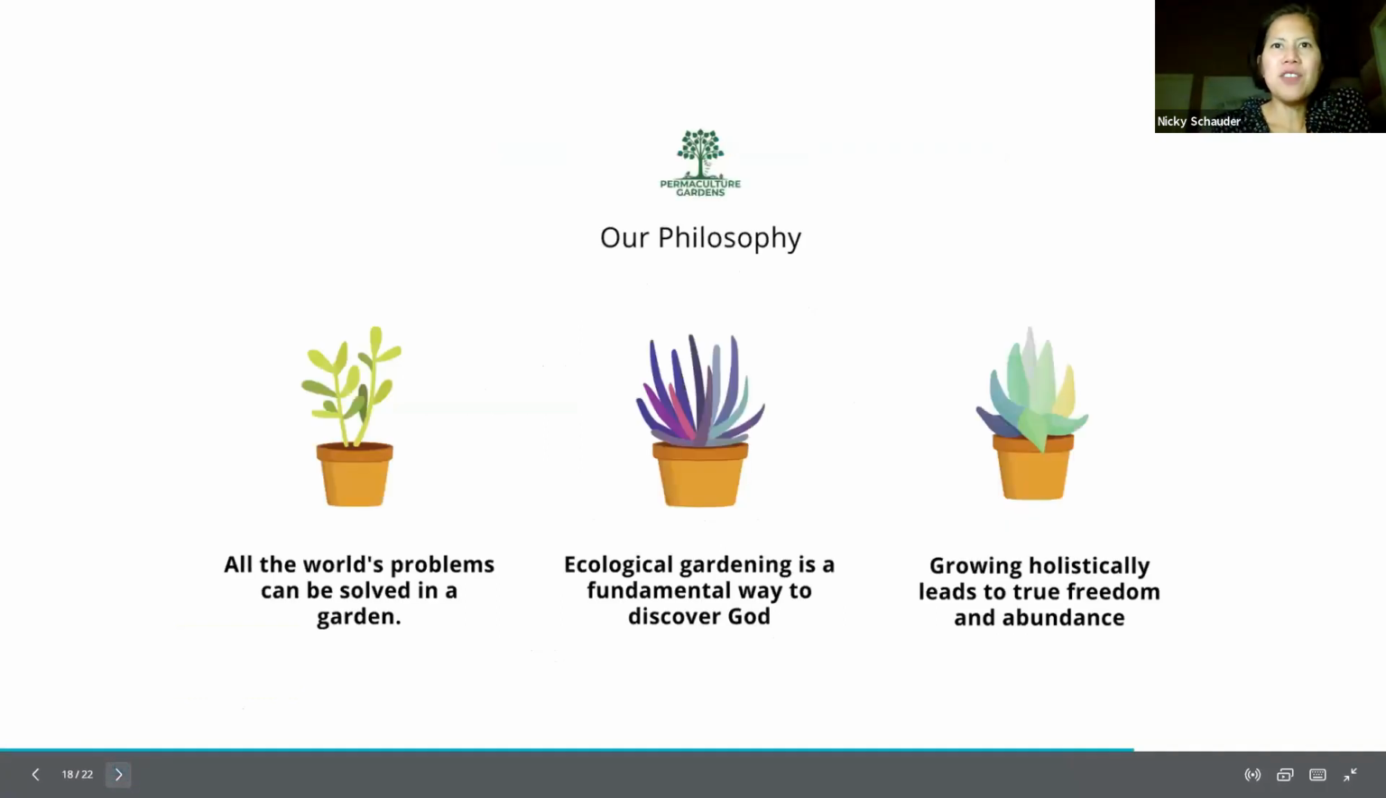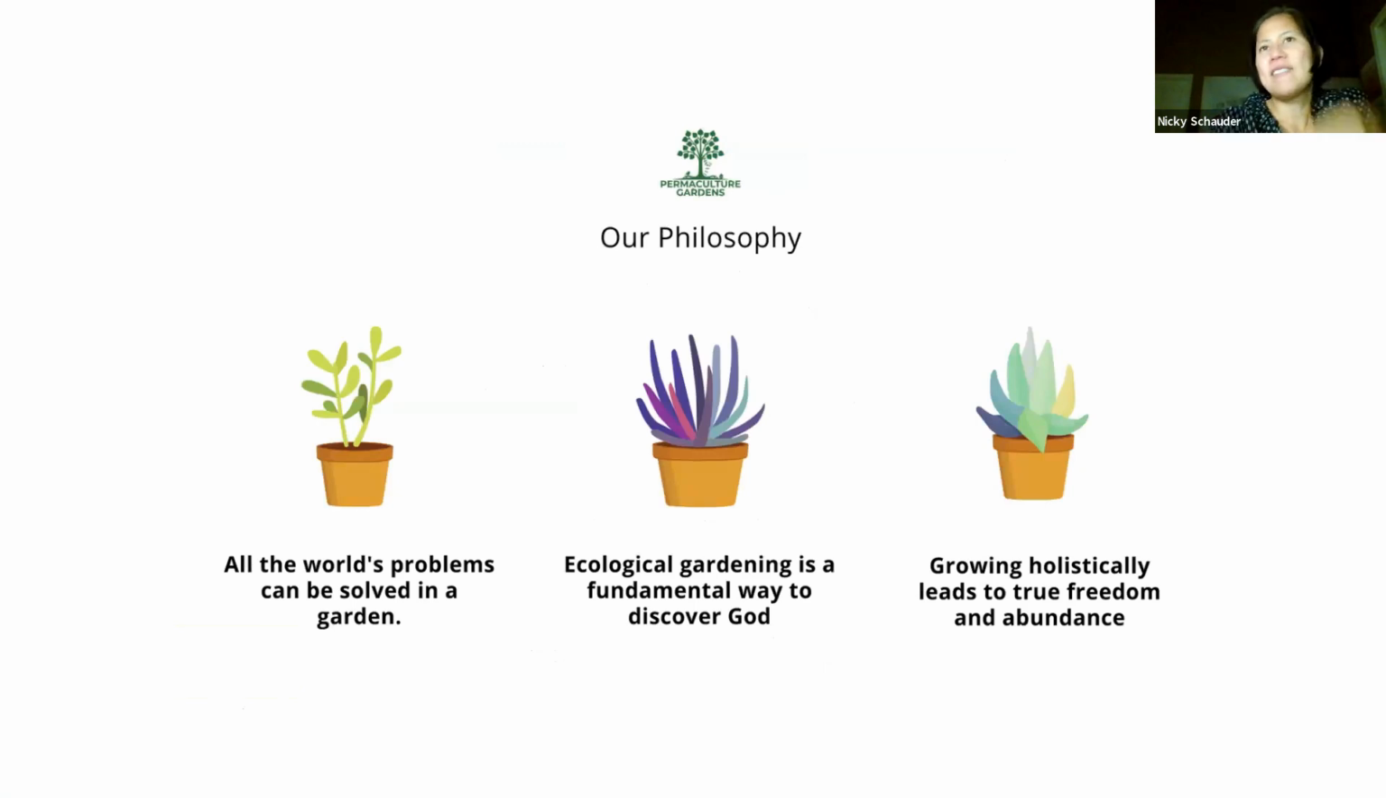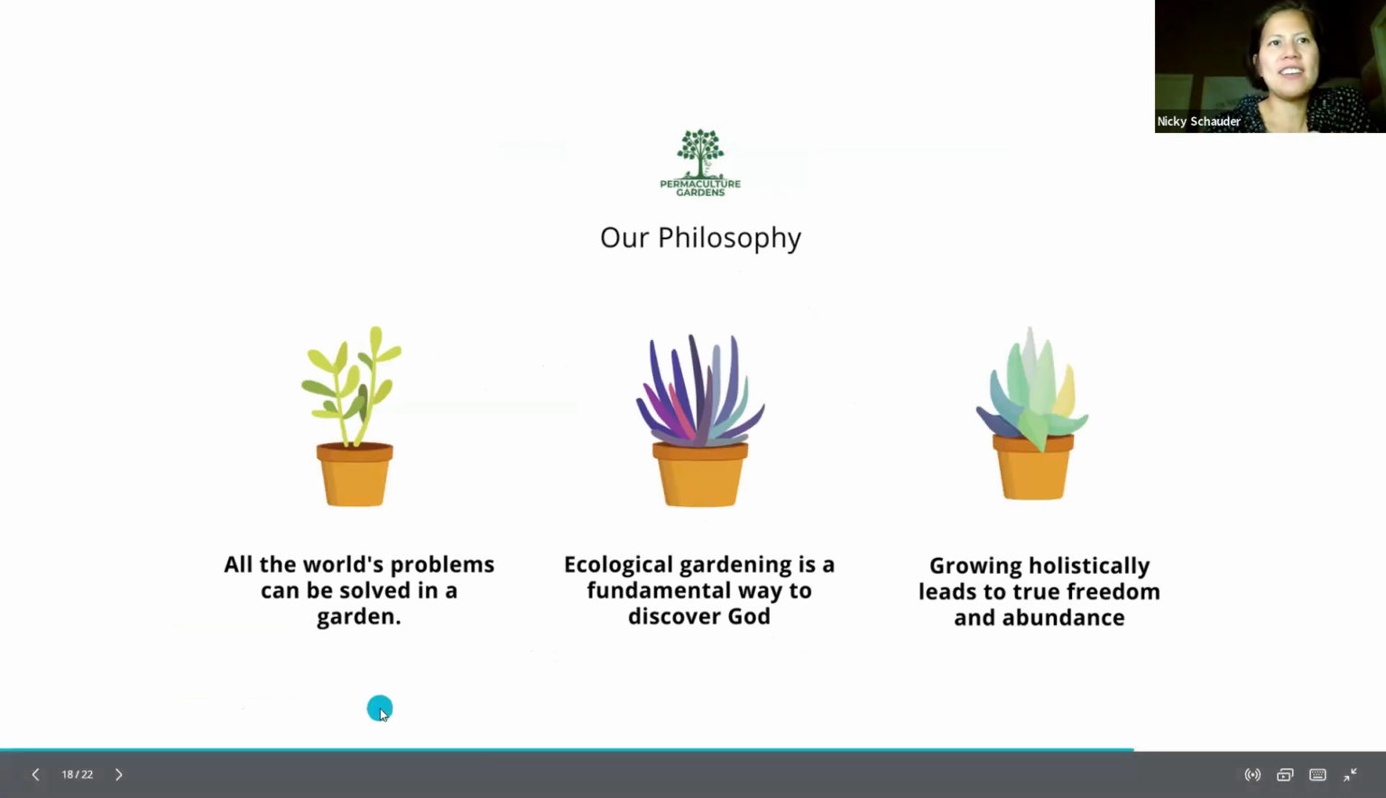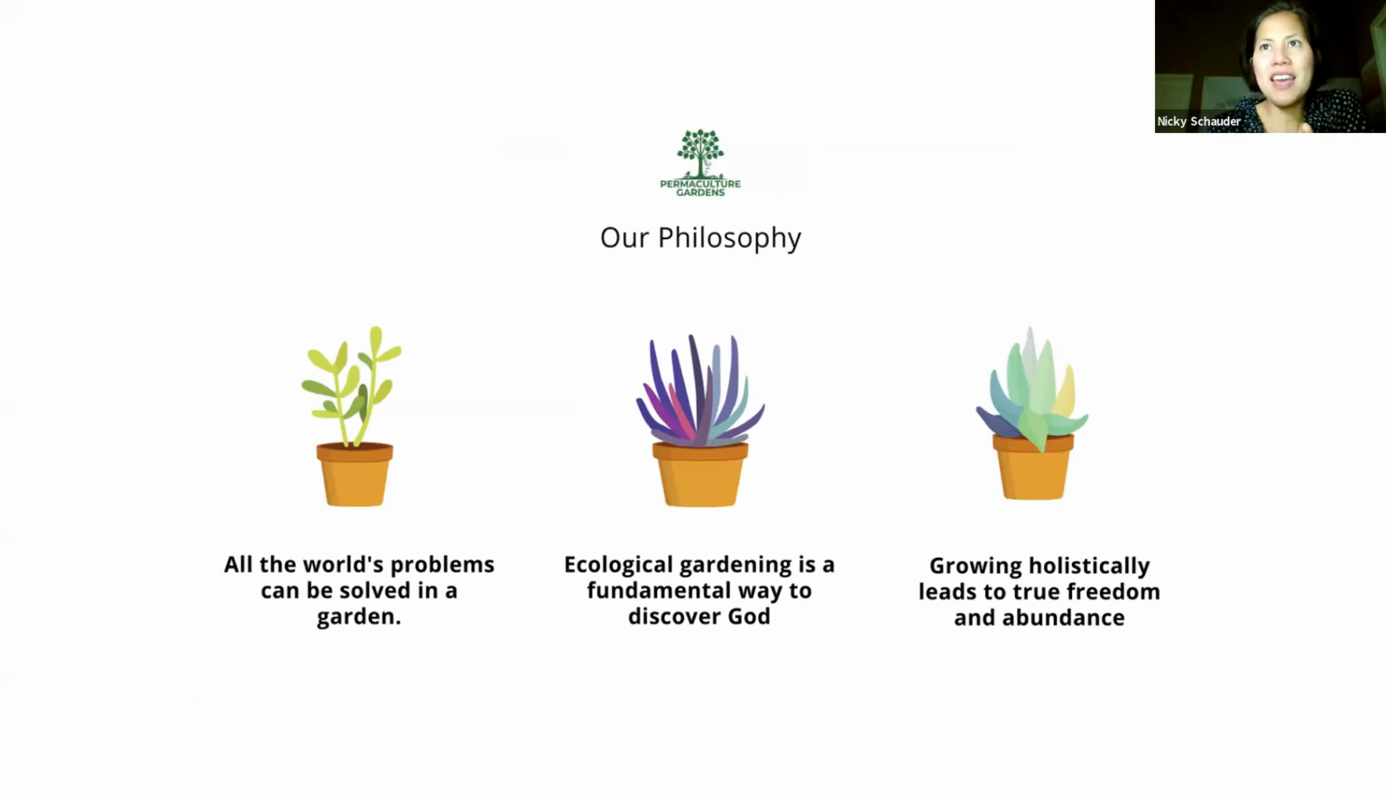So our philosophy at Permaculture Gardens is, like, this is something that Jeff Lawton said, not us. All the world's problems can be solved in a garden. Famine, greed, health problems, and that's where we came from. We came at this because of our kids' allergies.